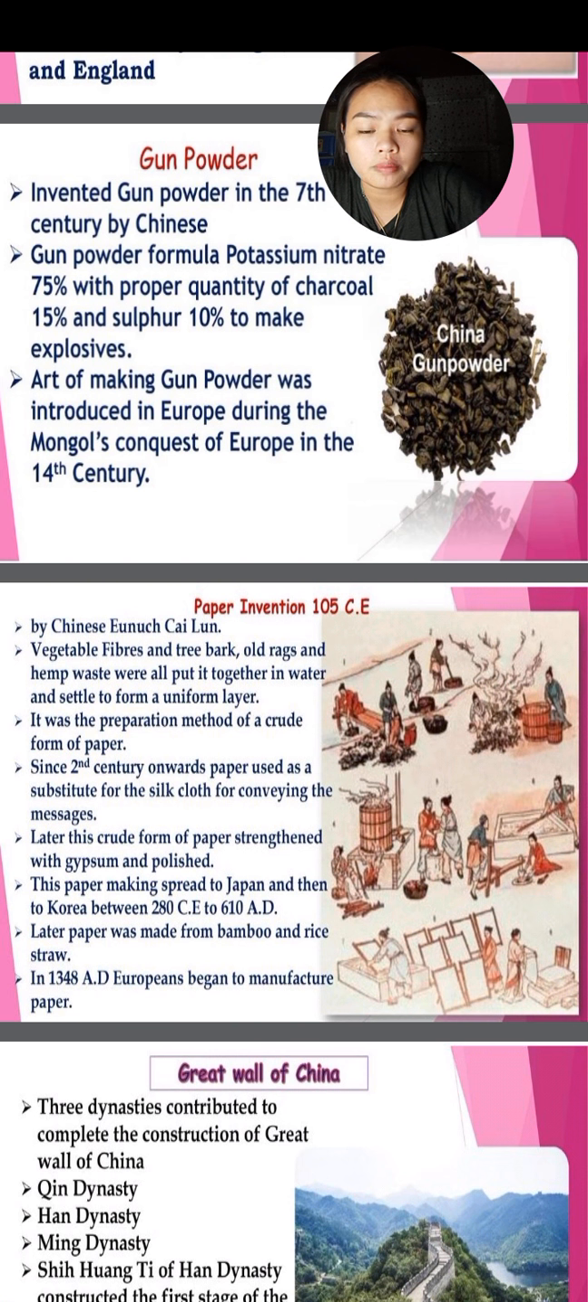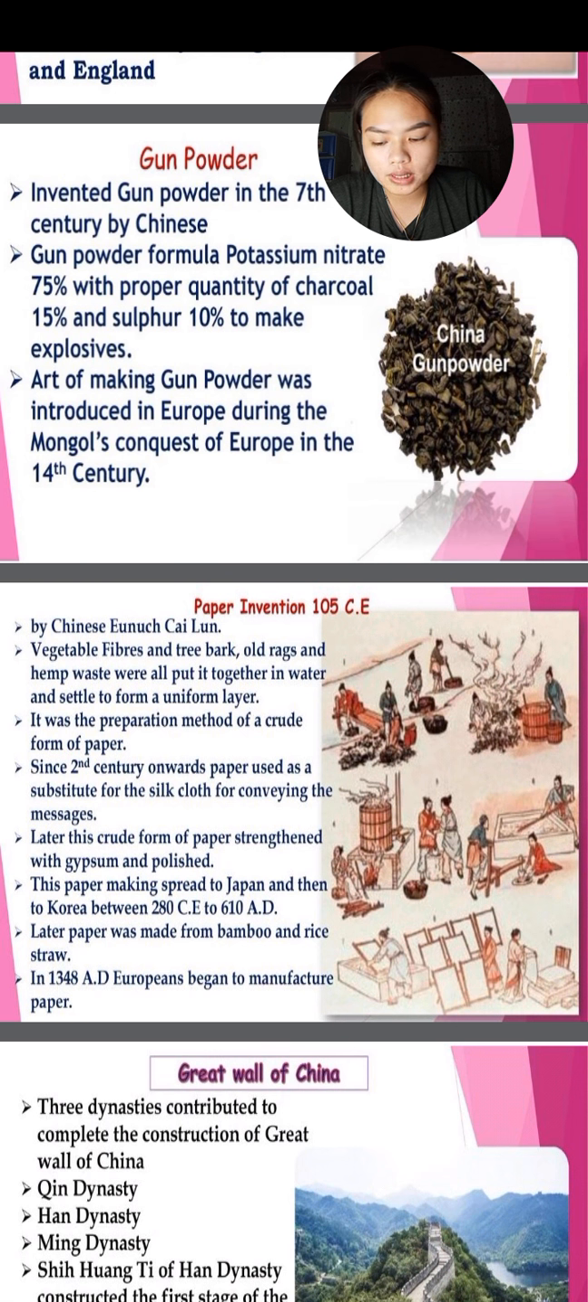In 1348 AD, Europeans began to manufacture paper. Some archaeological findings suggest that paper in ancient China may have been invented during the 8th century BCE. Initially, this crude form of paper was not used for writing. It was deployed as a means of wrapping and padding. By the end of the 3rd century CE, it had become a popular medium of writing, and by the 6th century, it was even used as toilet paper.